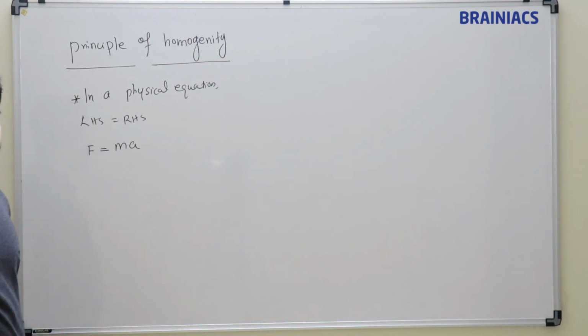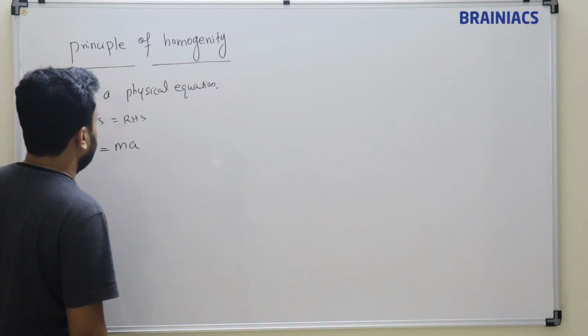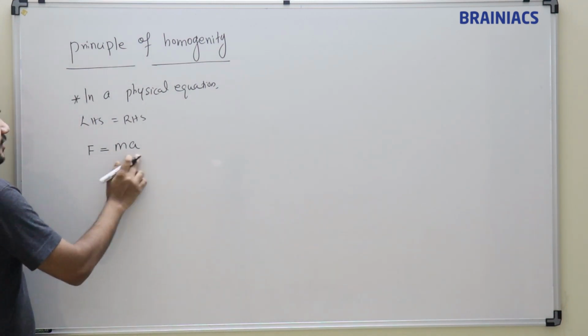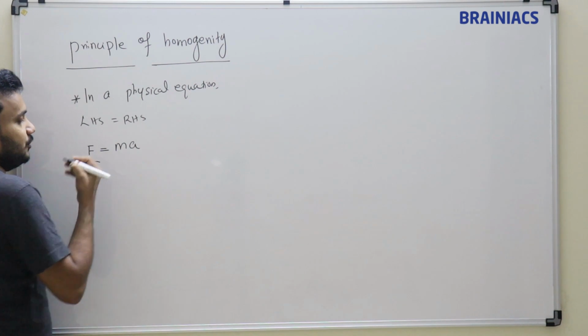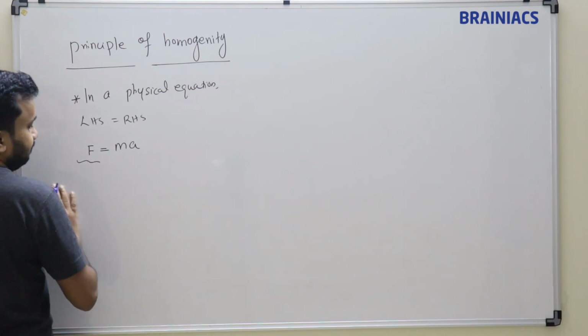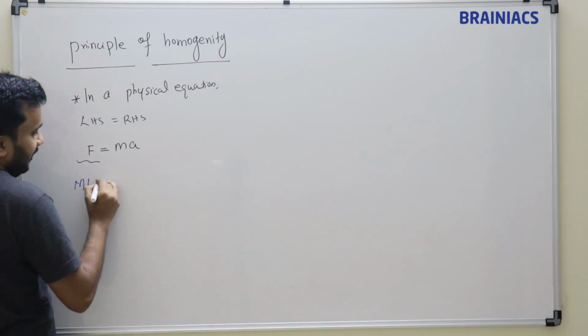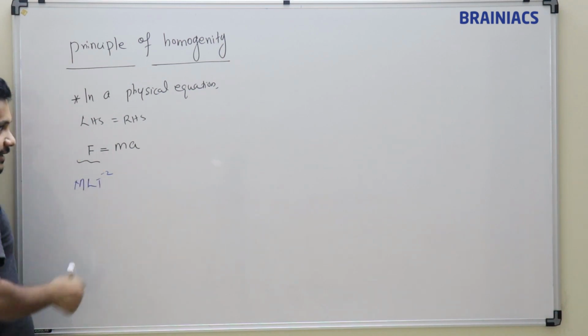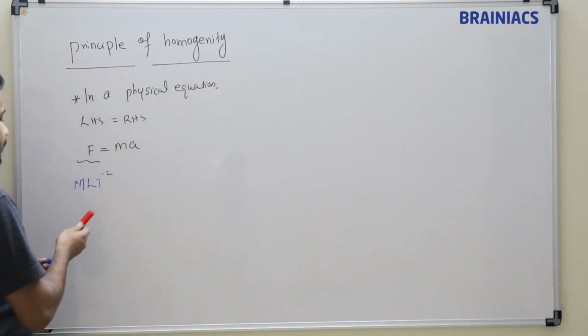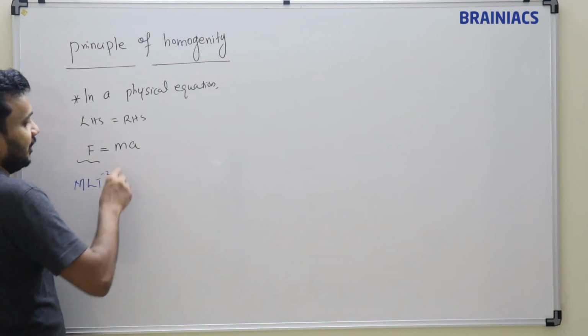F is called force, and ma is mass into acceleration. You have learned this in 10th, 9th and 8th standards, right? Newton's second law. What is the dimension formula of F? First we will find the dimension formula of F, then we will find the dimension formula of ma. I know, it is MLT raised to minus 2. This we wrote last class, right? Now we will see how to find the dimension formula of ma.